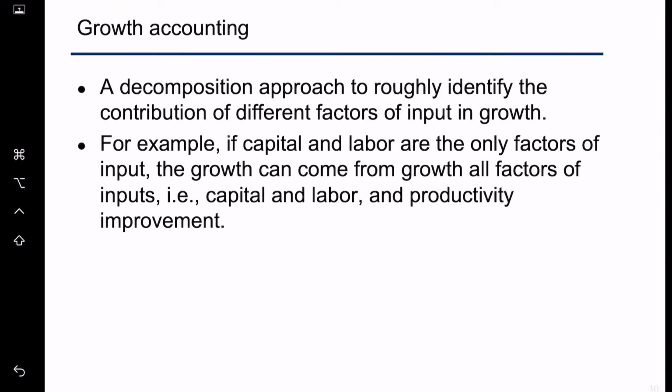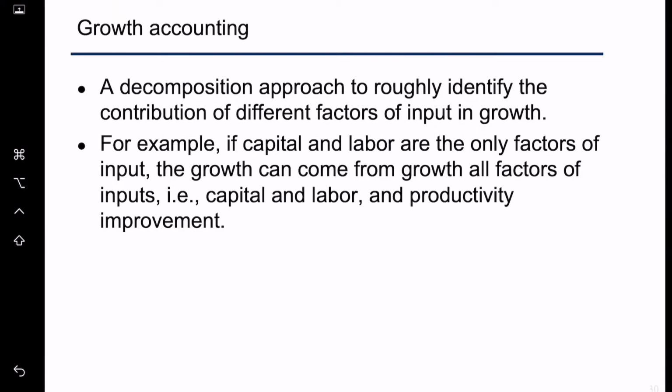In addition to that, the production efficiency or the productivity improvement will also affect the output, because for the economy that is less productive, when they put in 2 units of capital and 2 units of labor, they can only produce 2 units of output. But for the economy that is more productive, when they also put in 2 units of capital and 2 units of labor, they can produce 200 units of output.